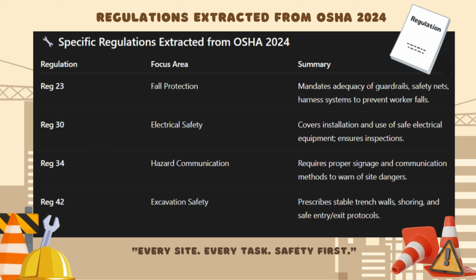The 2024 regulation promotes a risk-based, proactive approach to construction safety. They assign clear responsibility to all stakeholders, from client to contractors, and enforce compliance through strict penalties. Every site, every task, safety first.